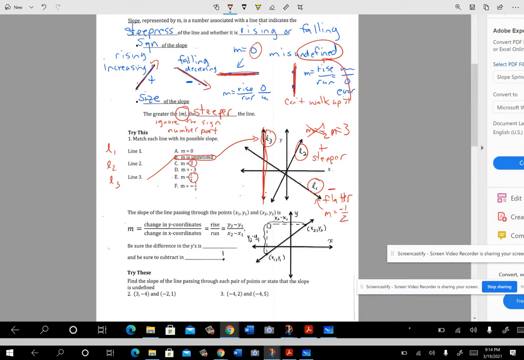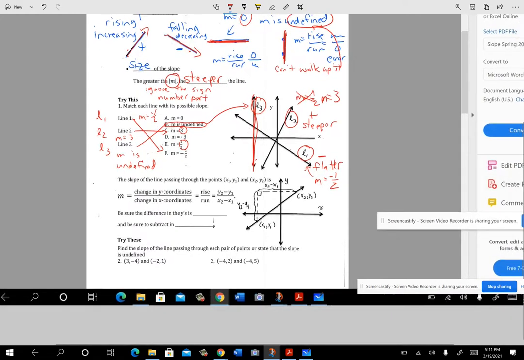So line 2, we said had a slope of 3. So that's C. And line 1 had a slope of negative 1/2. Okay. So line 1, m equals negative 1/2. Line 2, m equals positive 3. And line 3, m is undefined. Okay. So that activity is supposed to get you to really think about the relative steepness of the lines and whether they're rising or falling rather than always having to do a formula.